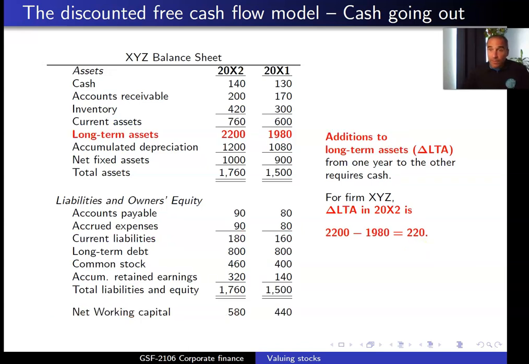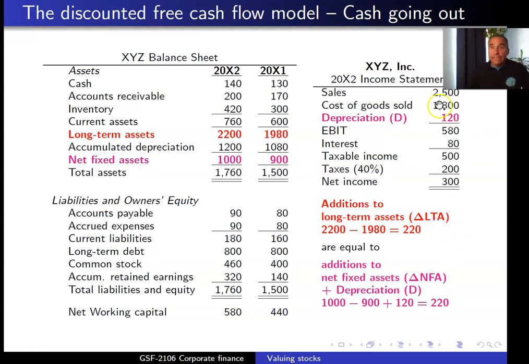Another amount of cash leaving the firm is the cash that's being used to buy long-term assets. So the increase in long-term assets gives us the exact amount of cash that has been spent to buy new assets. If we take long-term assets in year 1, we have 1,980, and in year 2 we have 2,200 in long-term assets. This means during these 2 years, from time 1 to time 2, the firm has spent $220 in long-term assets.